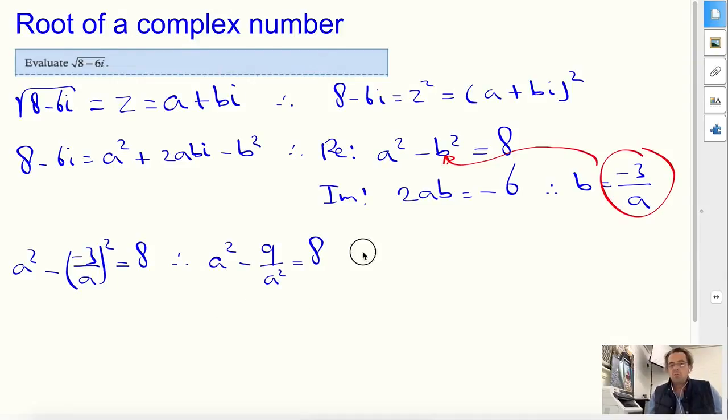Now that's hard to solve, but I'm going to move the 8 to the left hand side. Everything's going to the left hand side. I'm going to make the right hand side 0, and I'm going to multiply everything by a squared to get rid of the bottom here of a squared. So a squared becomes a to the power 4. The 8 goes to the other side where it's -8. It gets multiplied by a squared. And this -9 over a squared gets multiplied by a squared, so that's -9.